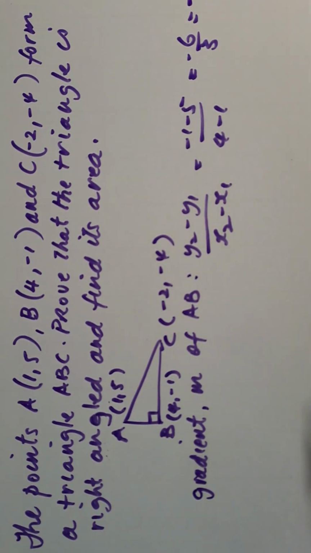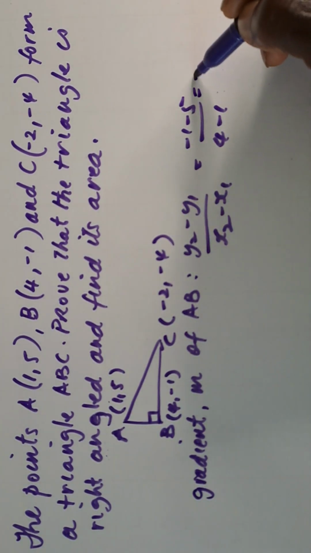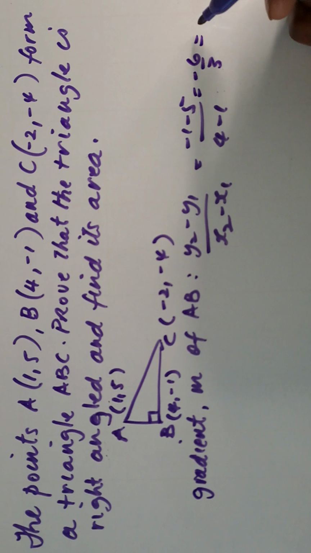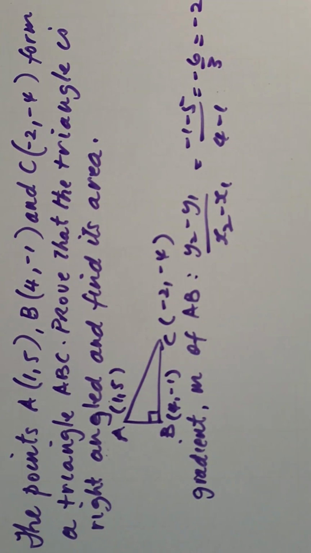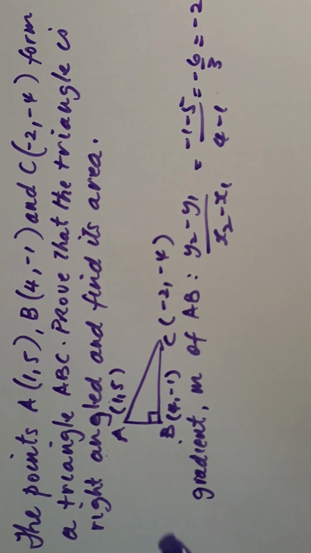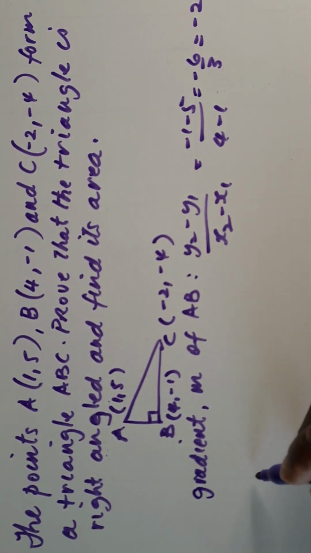That's just slightly off the screen, so -6 over 3 is -2. So we know our gradient of AB is -2. Let's check the gradient of BC.